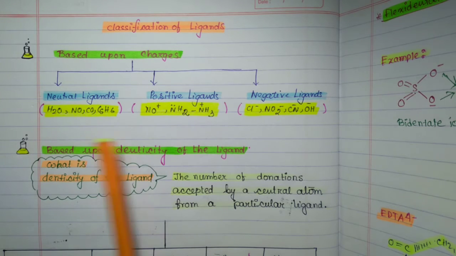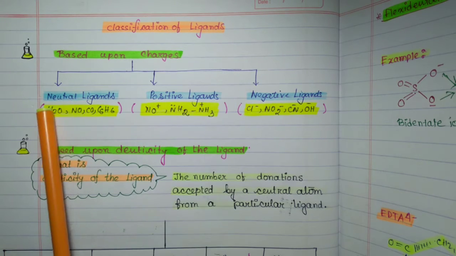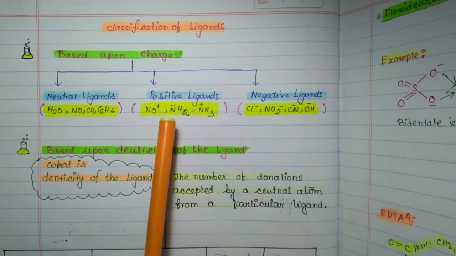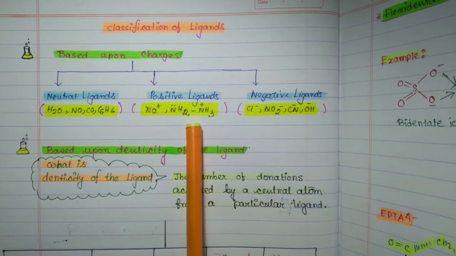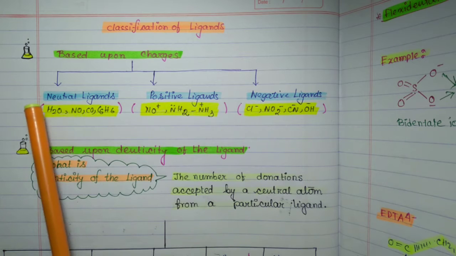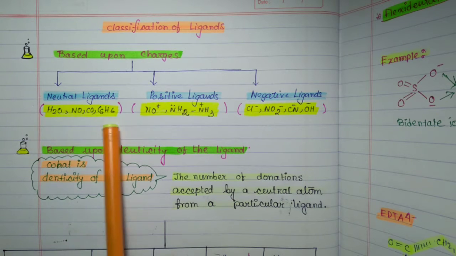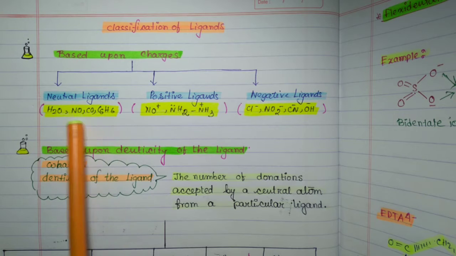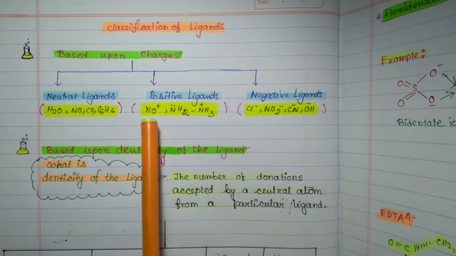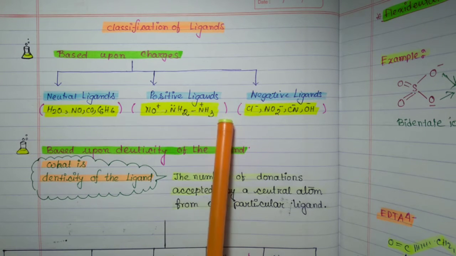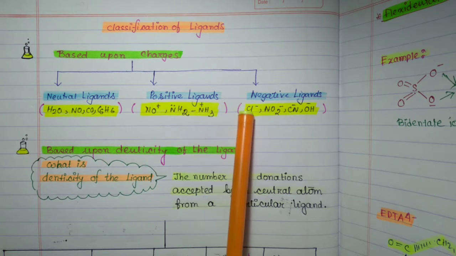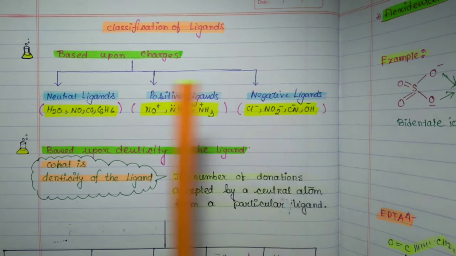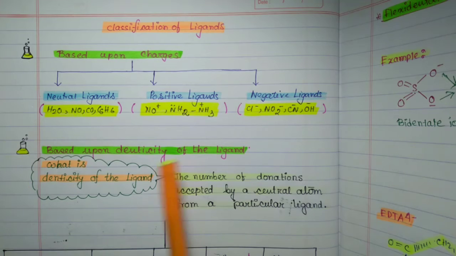Classification of ligands. Here, based upon the charges, there are three types of ligands. The first one is neutral ligands, the second is positive ligands, and the third is negative ligands. Neutral ligands are H2O, NO, CO, C6H6. NO plus, NH2, NH3 plus are positive ligands. And Cl minus, NO minus, CN minus, OH minus are negative ligands.